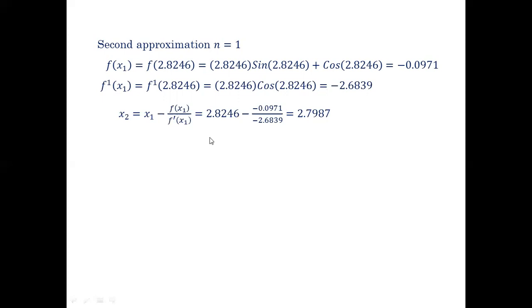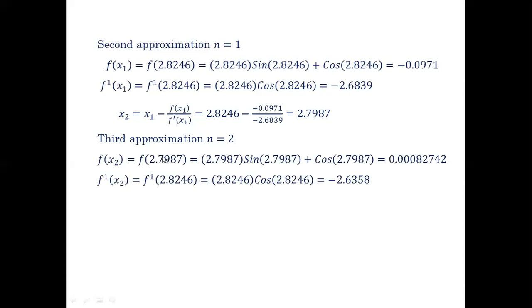Therefore, x2 is equal to x1 minus f of x1 by f dash of x1, which is equal to x1 value 2.8246 minus f of x1 value is minus 0.097, f dash of x1 is minus 2.6839, which gives 2.7987. Therefore, the third approximation n is equal to 2.